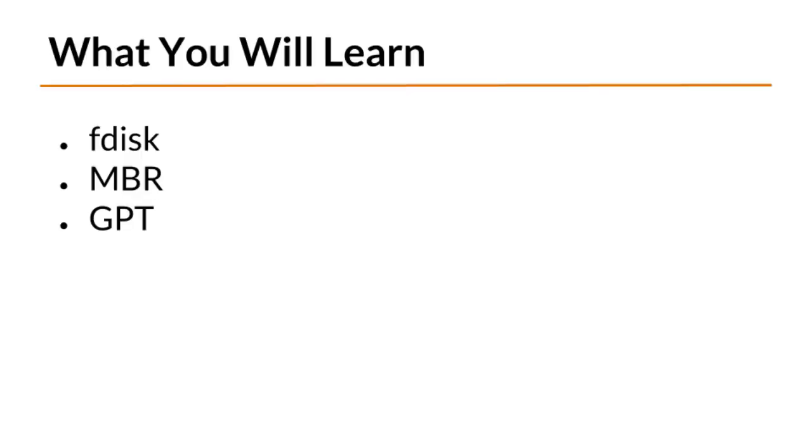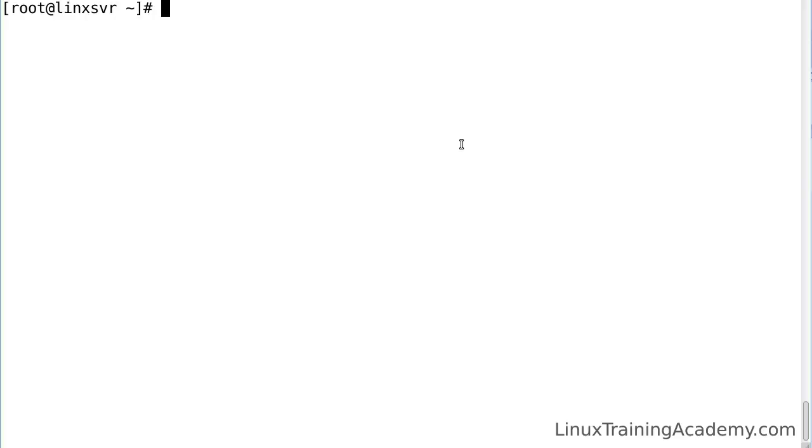In this lesson, you will learn how to use the fdisk utility to create GPT and MBR partition tables. If you're unsure what disks are available, run fdisk -l to display a list of devices.